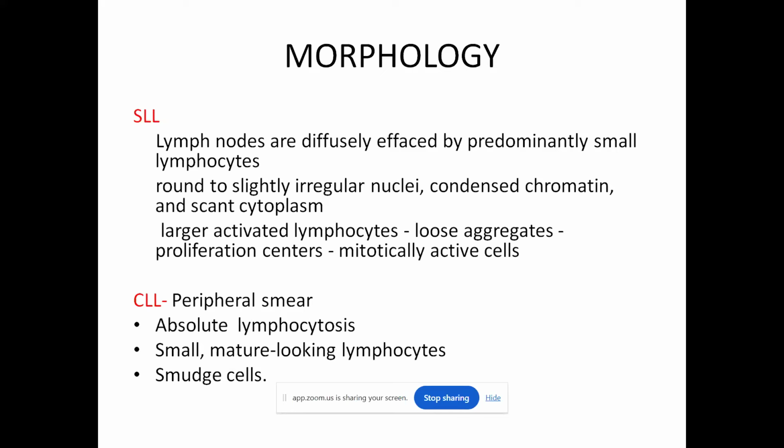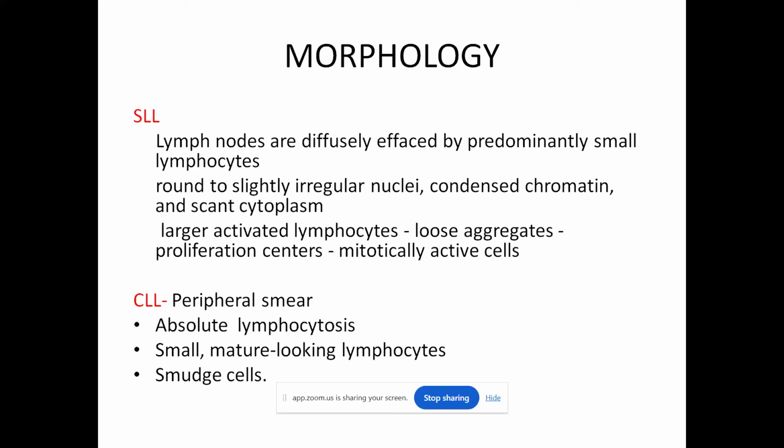So coming to the morphology of the CLL/SLL. I told you CLL is a peripheral smear blood disorder, and SLL mainly affects the tissues. So in the lymph nodes, the lymph node architecture will be completely effaced by the small lymphoid cells, small lymphocytes. These cells usually are small, with round to slightly irregular nuclei with condensed chromatin and scanty cytoplasm, and they look like small mature lymphocytes.